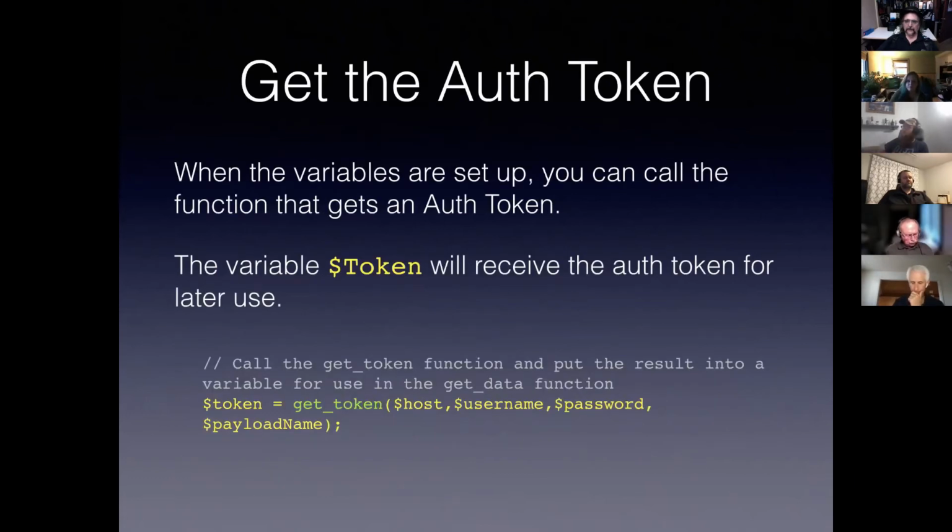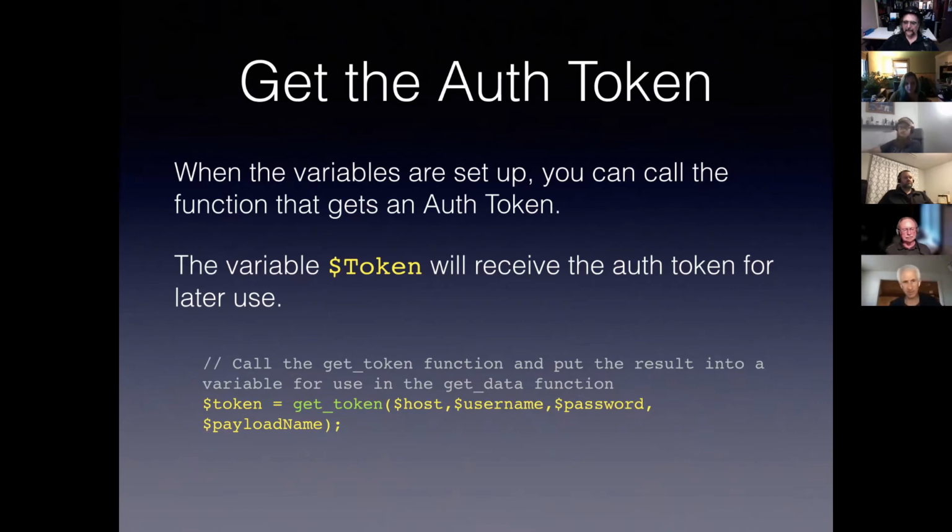So, getting the auth token. That's what this line of code calls, that function, Tim. So $token equals get_token. It's just setting that variable with that function, and we already set up the host, username, and password. The function does all the rest and puts the value inside the variable named token. Now you're ready to go.